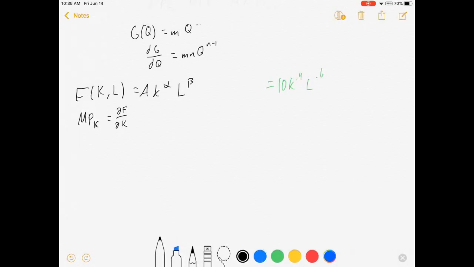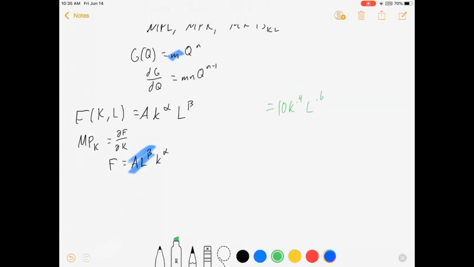I can rewrite my f function, just rearrange it for convenience's sake. A, L to the beta, K to the alpha. All of this stuff is the M, and this is my N. All right. So with that, for my derivative, I can employ my power rule, and I'm going to take alpha by bringing my N down, multiply it by the M, and get K to the alpha minus 1.